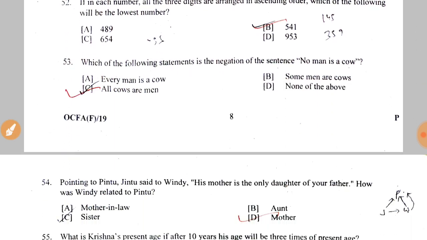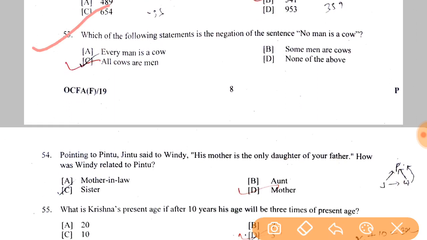Next question number 53. Which of the following statement is the negation of the sentence no man is a cow? So yate negation jodi koru tena hole yate huddha to hobo all cows are men.